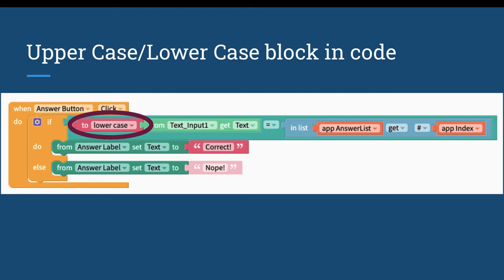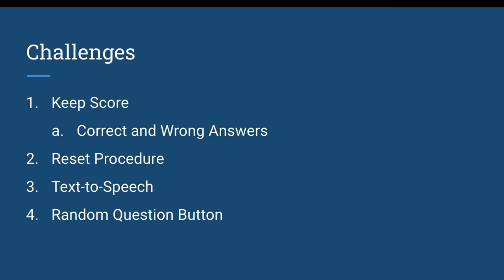And since we wrote our answer list in lowercase, and if you didn't do that, you're referencing back, the answer list is written in lowercase on purpose in the example, because it's a much more realistic and simple way of checking to see if the answer that the user input is equal to the actual list that you're looking into. So you want to make sure to use that uppercase lowercase block.